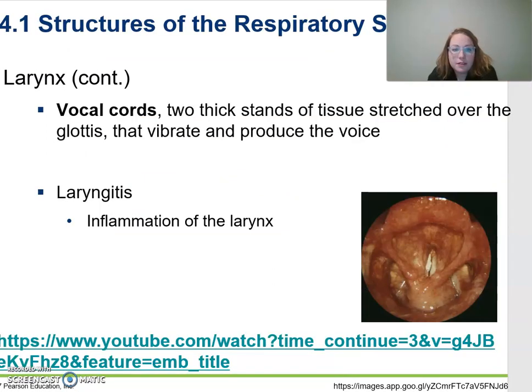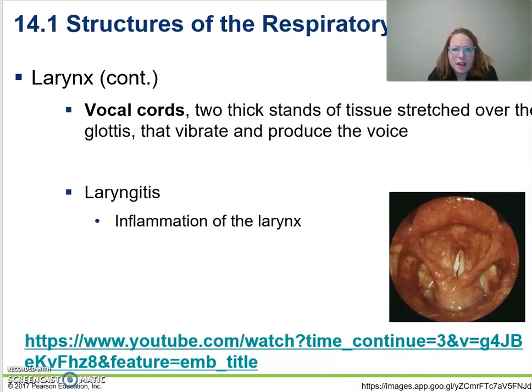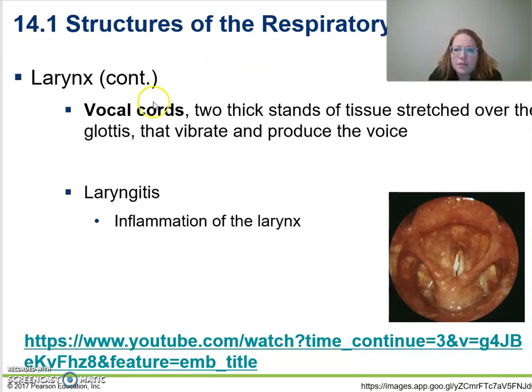So now let's look a little bit more at the vocal cords. The white is avascular. This one is ugly looking because it's got inflammation. Laryngitis. Usually you can't speak well. Hurts to talk.